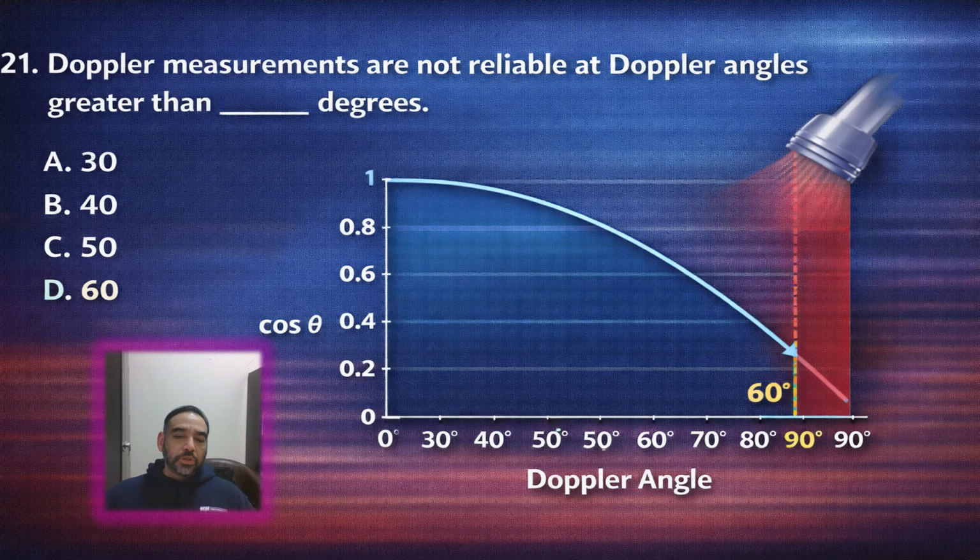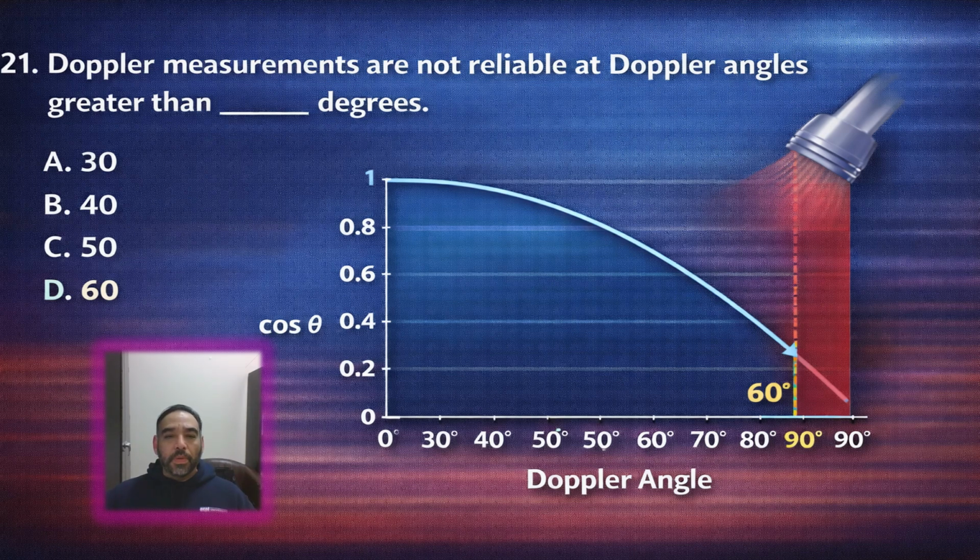Okay, so the next question. Doppler measurements are not reliable at Doppler angles greater than blank degrees. We've said this over and over again in this series, but let's look at the answers and talk about all of them again as a review of Doppler physics. A is 30 degrees, B is 40 degrees, C is 50 degrees, and D is 60 degrees. The answer is D, 60 degrees. Doppler measurements become unreliable at angles greater than 60.